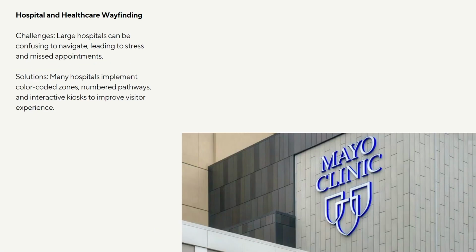The big one also is hospitals and healthcare, because they're complicated buildings. They could be confusing to navigate. And if you're already stressed, it might lead to more stress and also missed appointments. So hospitals want to implement color-coded zones, numbered pathways, and interactive kiosks to improve visitor experience. And one to look at would be the Mayo Clinic.